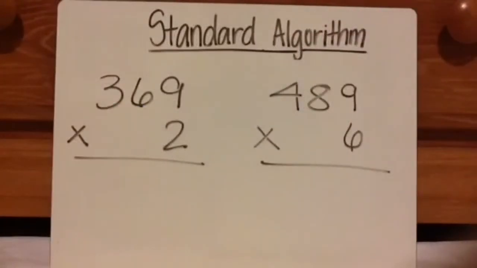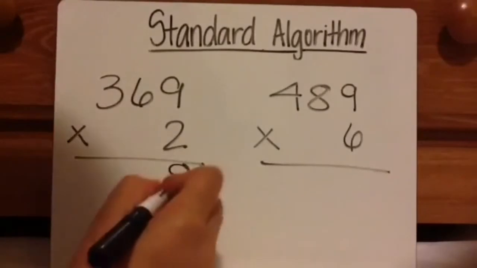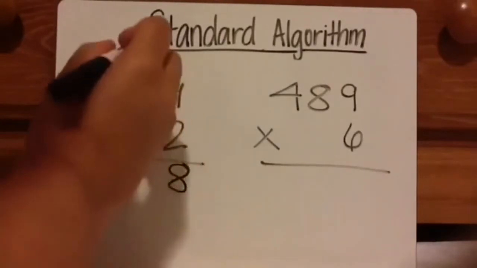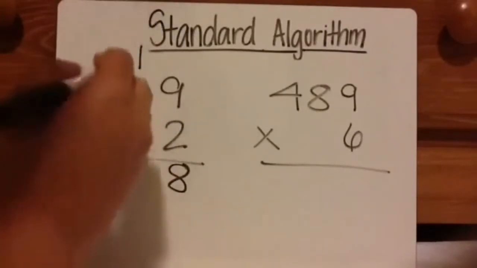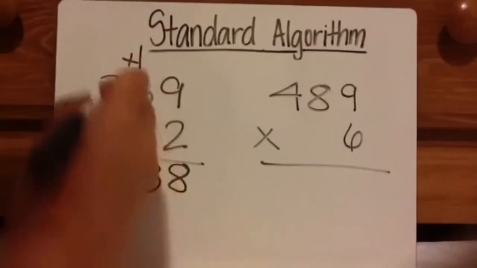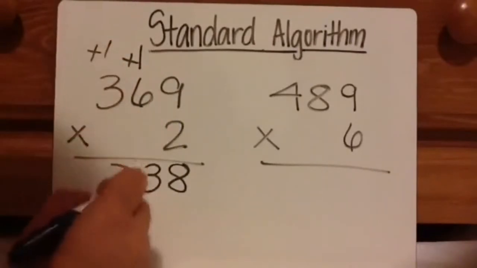Try these two. I did not put the arrows in there for the steps. I want to see if you can do these from memory. Press pause, work the problems, press play when you're ready to check. Okay, 9 times 2 is my first step, equals 18. Put the 8 here, which is the 1's place, and the 1 up here, because that's the 10's place. 2 times 6 is 12, plus 1 is 13. 2 times 3 is 6, plus 1 is 7.